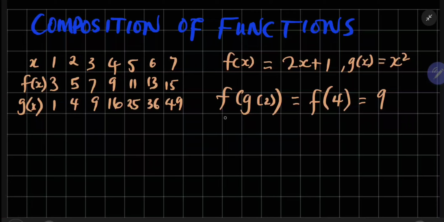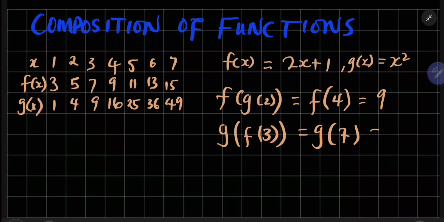So now for, let's say, g of f of 3. Yeah, g of f of 3. So f of 3 becomes the input, and f of 3 is 7. So g of 7 is 49.